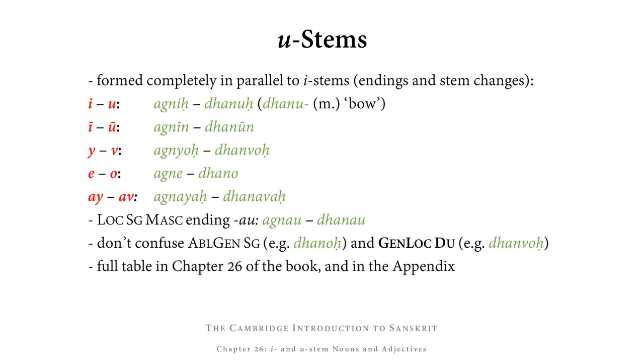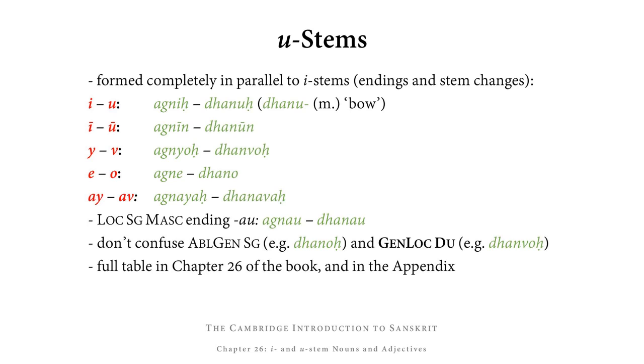Wherever we get guna of I, namely e, we get guna of u, namely o. So for example, in the vocative singular, agne and dhano. Wherever we get the pre-vocalic form of the guna, so ay, we get the pre-vocalic form of the guna av. So for example, nominative vocative plural, agnayah and dhanavah. The locative singular masculine ending of short U stems is au, so we get agnau and dhanau.